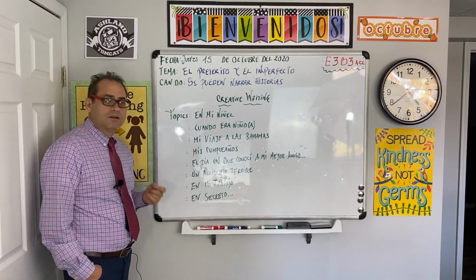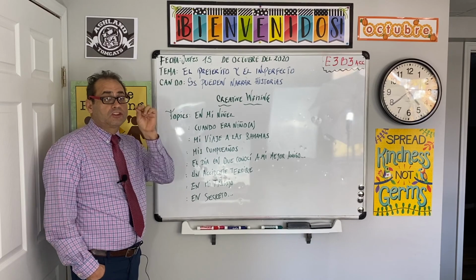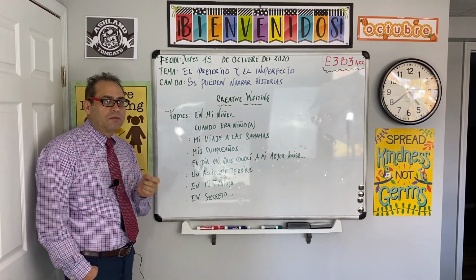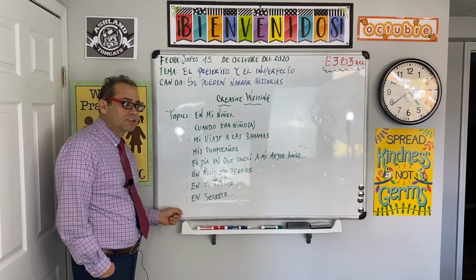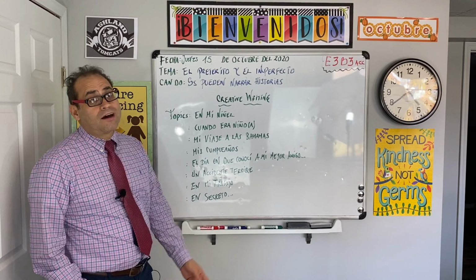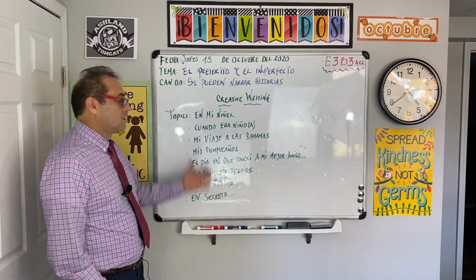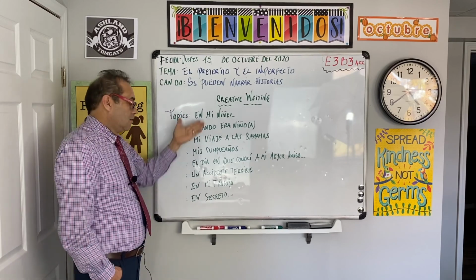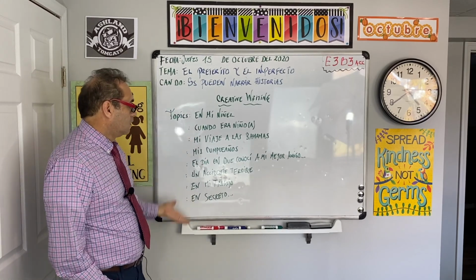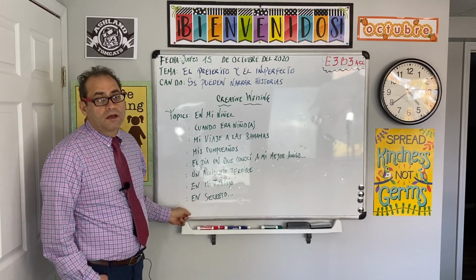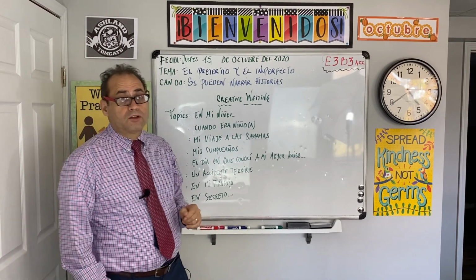En mi trabajo, remember, used to or would, or was where, that is imperfect. En secreto, nobody should know about this. What about a story that nobody should know about? So those are my topics, but I want you to give me more topics, including but not really limited to these ones. Be creative, guys, and we're going to be doing that.